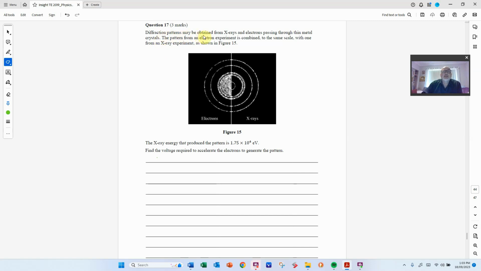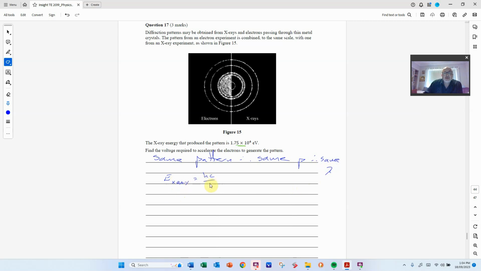Question 17. Diffraction patterns obtained from X-rays and electrons. The pattern from an electron experiment is combined to the same scale with one from an X-ray, and we get the same diffraction pattern. The X-ray energy that produced the pattern is that. Find the voltage required. Okay, so same pattern, therefore same momentum, therefore same wavelength.